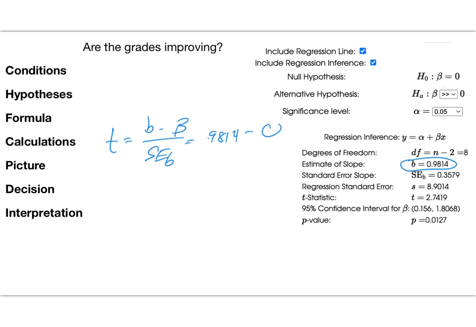We're going to assume there's no relationship. Divided by 0.3579. So 0.9814 divided by 0.3579. Yes, good. It should equal the test statistic that they give you. Right here. Oh, I see what's happening.